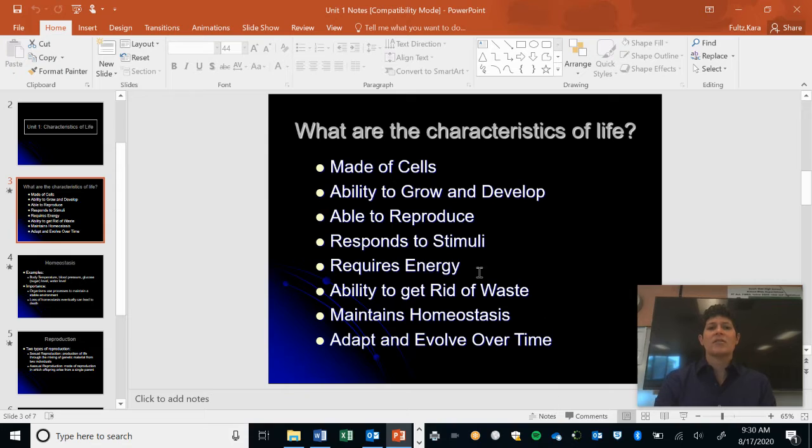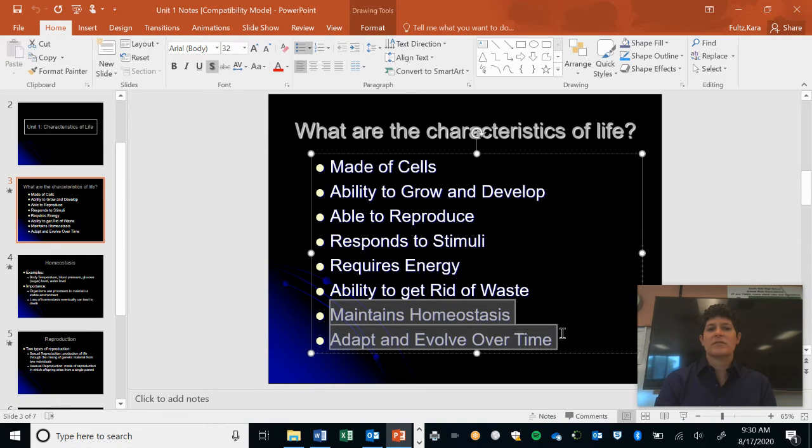Also, it needs energy. It's got to be able to get rid of waste. This is a big one right here. Maintains homeostasis, evolve over time. These two are very, very important.